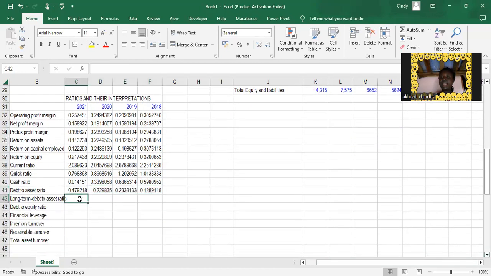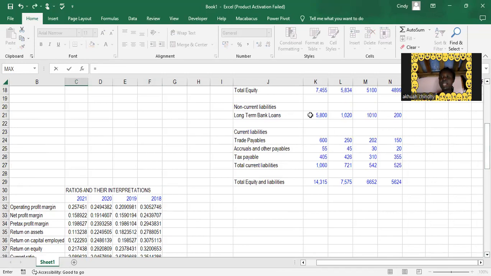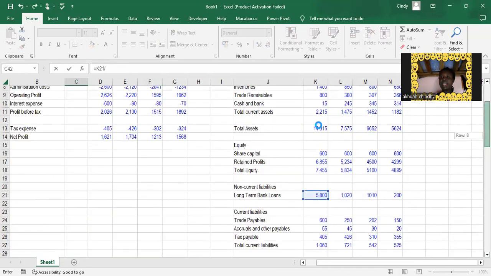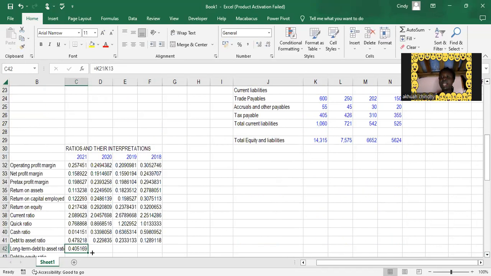Then we move to the long-term debt to assets ratio. So this one is specific to only long-term debt. So how our long-term debts or our long-term borrowing has contributed towards our total assets in the business. So we get our equal to, we go to the non-current liability side. That's the loan, it's only a bank loan, we'll pick that one. Then we divide by our total asset, which is this. Then we move it across.